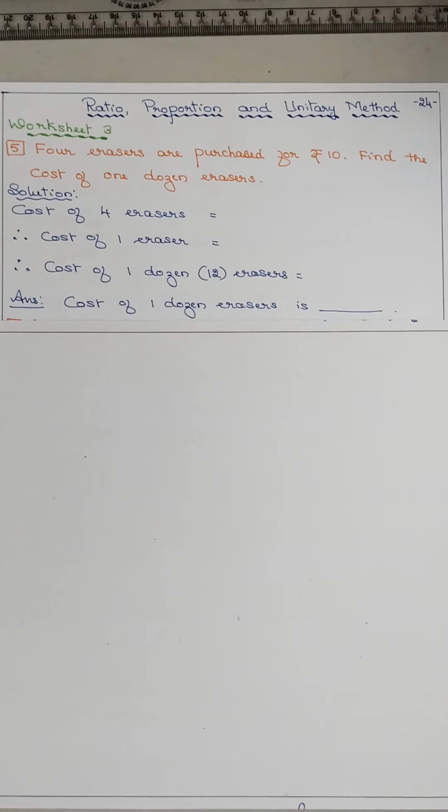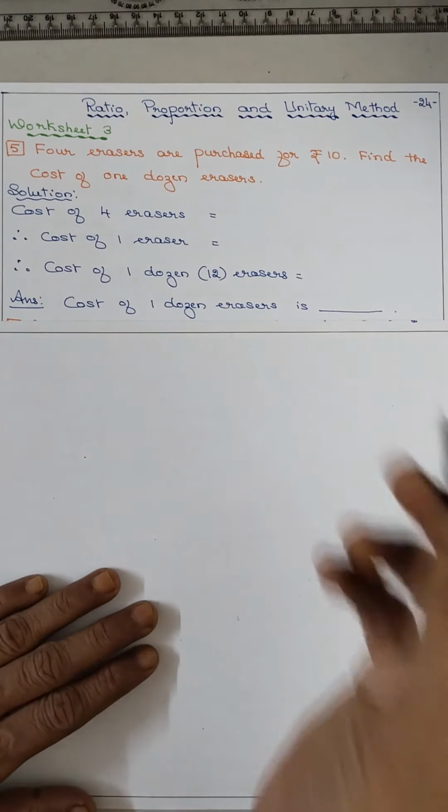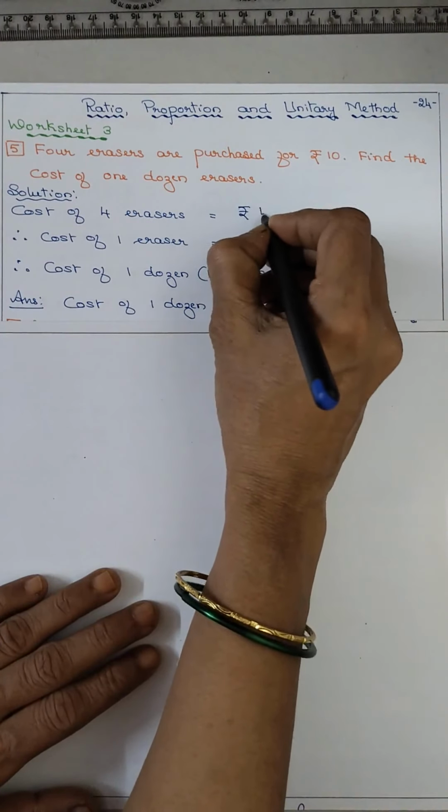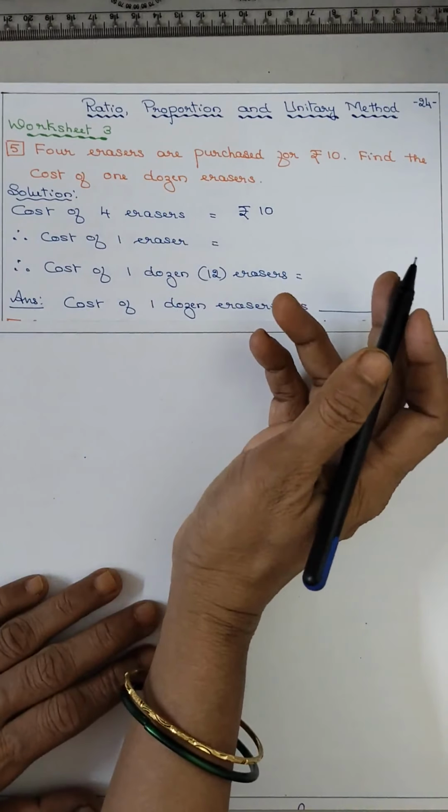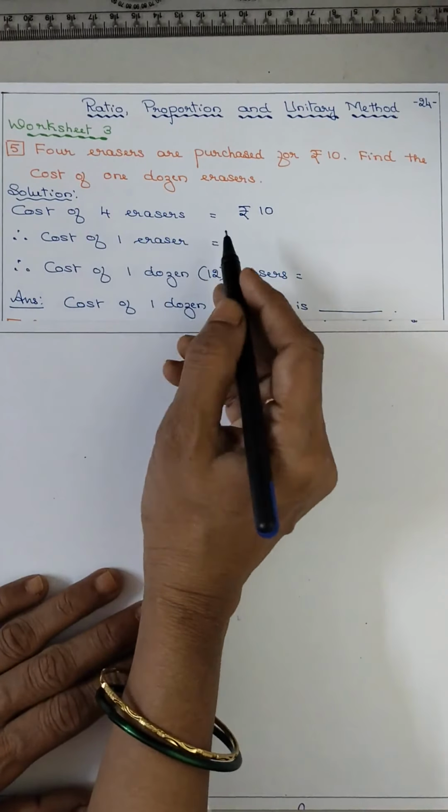We are discussing the lesson ratio, proportion and unitary method, and worksheet 3 that's dealing with the unitary method, isn't it? Now coming to the fifth sum, 4 erasers are purchased for ₹10. Now find the cost of 1 dozen erasers. So cost of 4 erasers, how much is given? ₹10. Write the statement, cost of 4 erasers is equal to ₹10. Now find out the cost of 1 eraser.